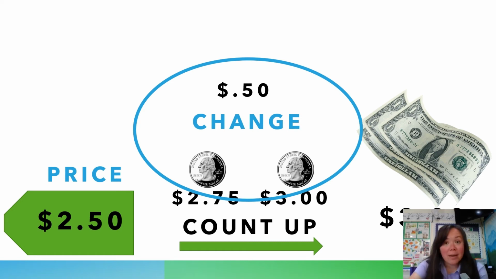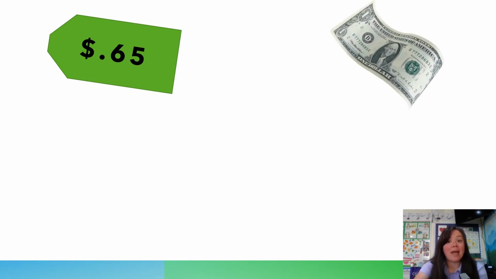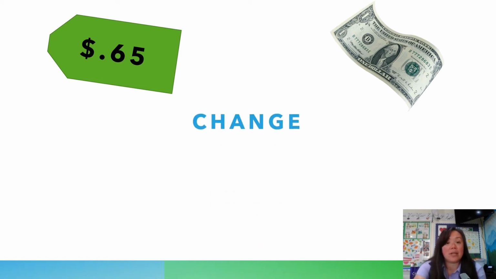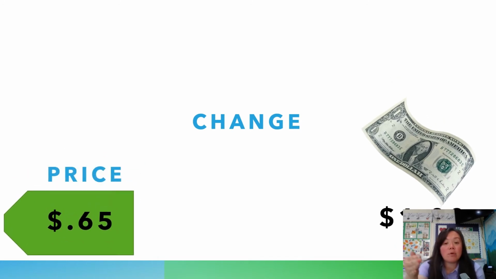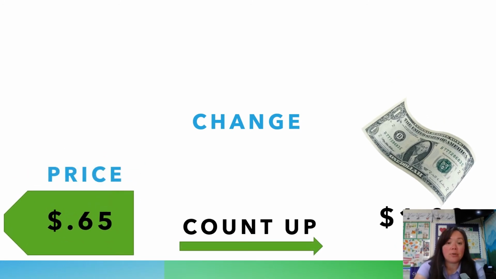So let's try number 1 on your paper. The first one, the price tag is 65 cents. And then the very next column, it says that you pay $1. So we're going to get some change back. We have overpaid 65, and we want to count up to $1.